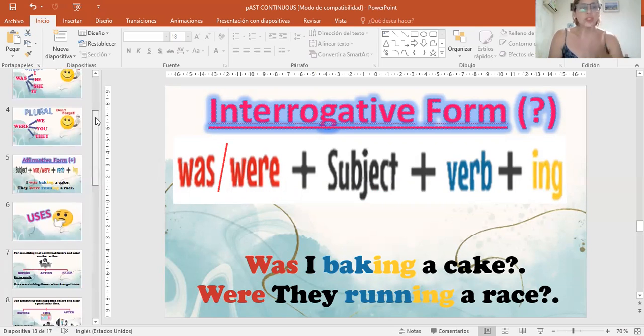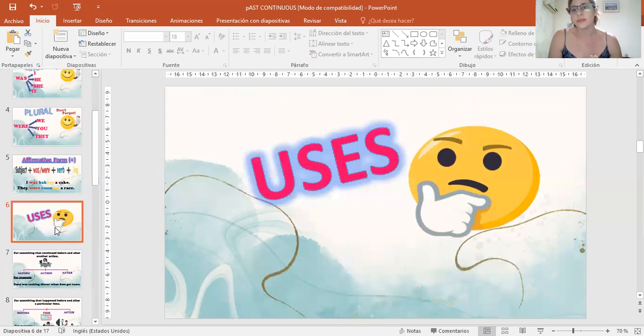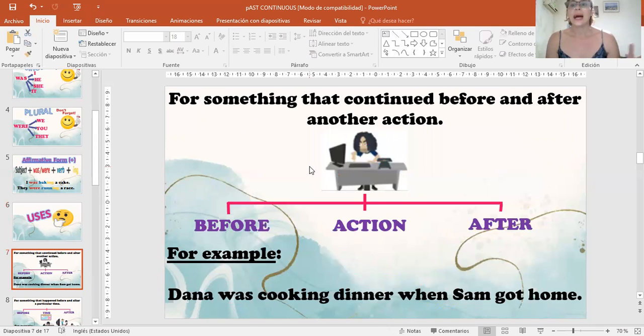Now, I would like to talk to you about the uses. When can I use the past continuous form? For example, I may use the past continuous form when something continued before and after another action. For example, Dana was cooking dinner when Sam got home. You have the action there in the middle, then what happened before and what happened after. All right?